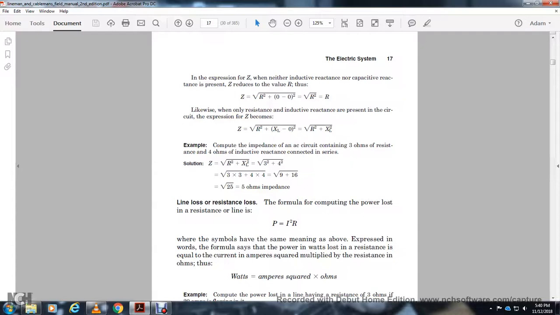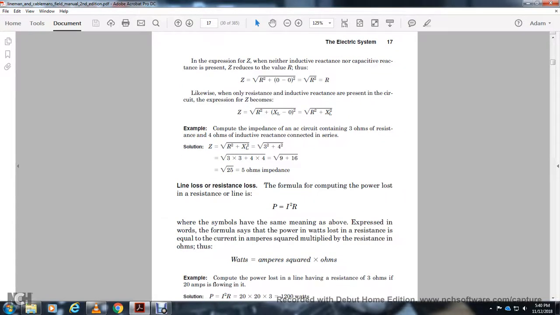squared, which equals the square root of 3 squared plus 4 squared. That would give you 9 plus 16, or 25. The square root of 25 is 5 ohms impedance. Line loss and reactance of the line.